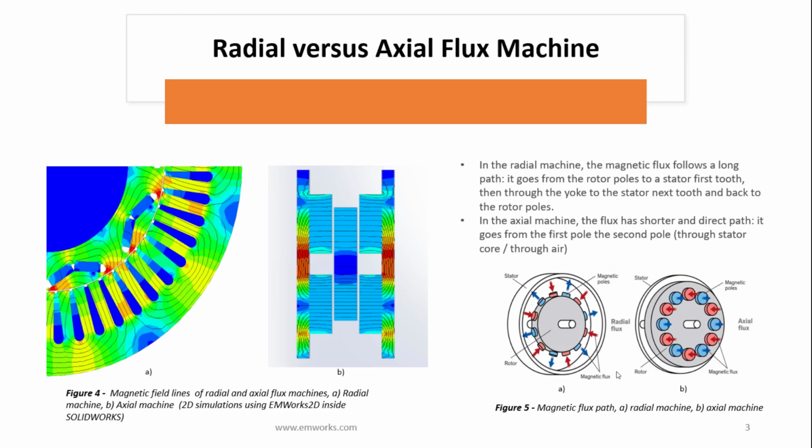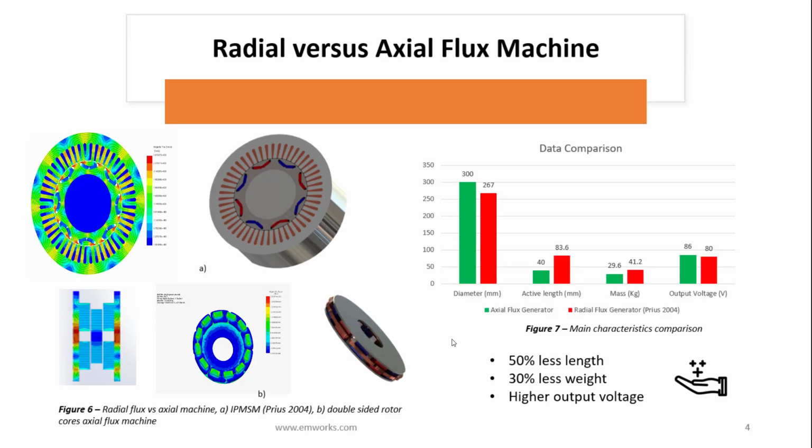Consequently, in the radial machines, the magnetic flux follows a long path as it goes from the rotor poles to a stator first tooth, then through the yoke to the stator next tooth and back to the rotor poles. Whereas, in the axial machine, the flux has a shorter and direct path as it goes from the first pole to the second pole through the stator core and through air, and that is a big deal. Consequently, the axial flux machine provides a higher power density, torque, and output voltage using less steel, thus, a smaller machine size.